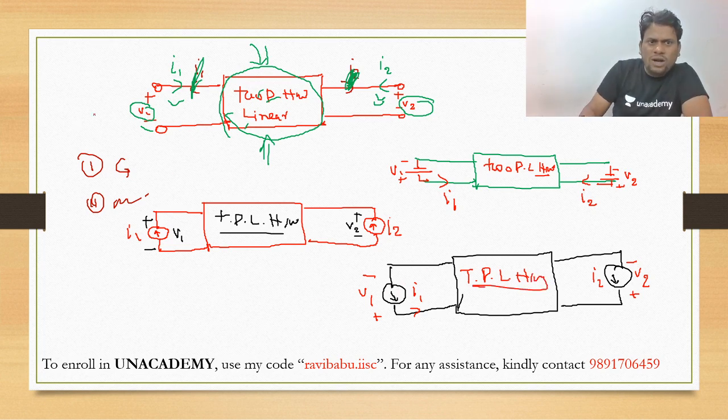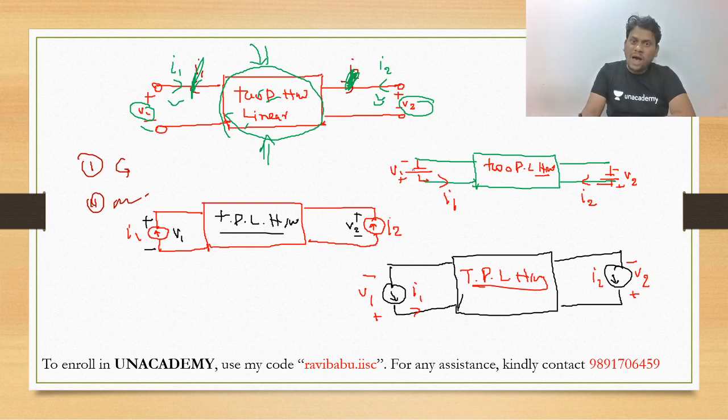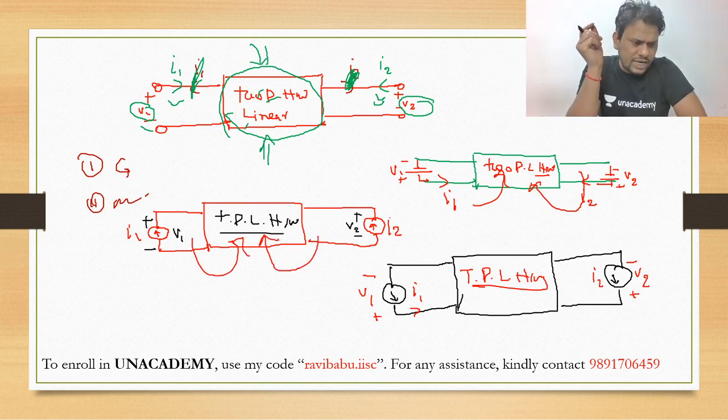Now, in all four cases, power always flows from the testing source to the two-port network, in all cases. It is clear?